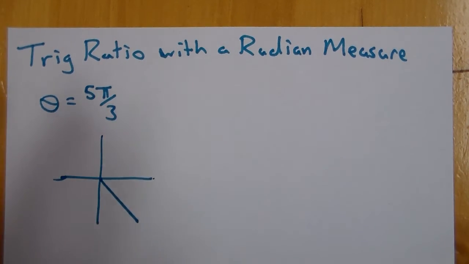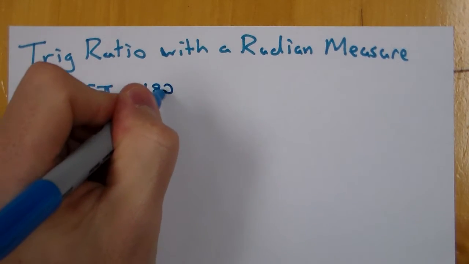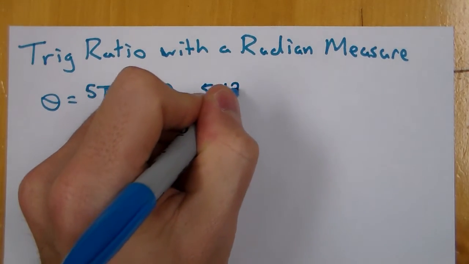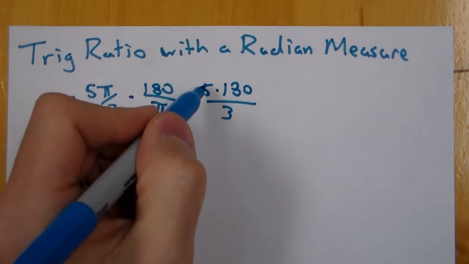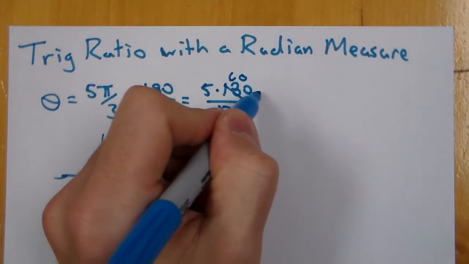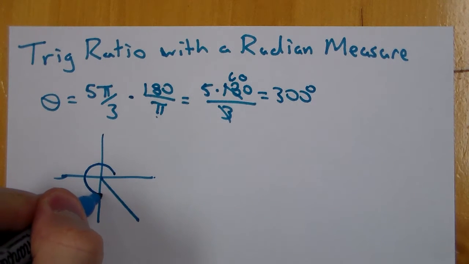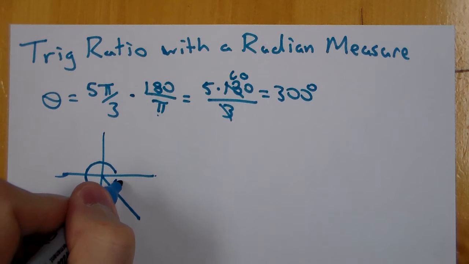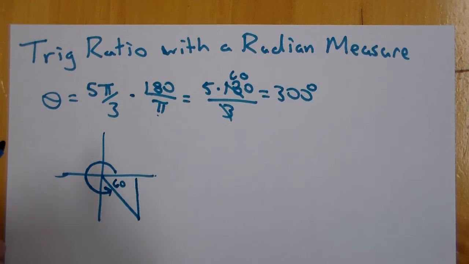Now, if none of that makes sense, convert it to degrees. If I want to convert to degrees, I multiply by 180 over pi. I get 5 times 180 over 3 after the pi's reduce out. This becomes 300 degrees. So 300 degrees puts me here. Now the important part I need from that is my reference angle is 60 degrees, because 300 goes around, that leaves me 60 left over.